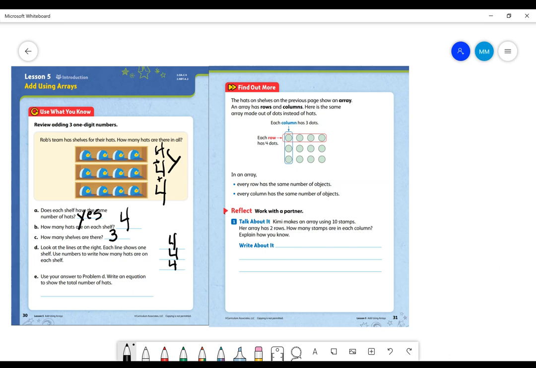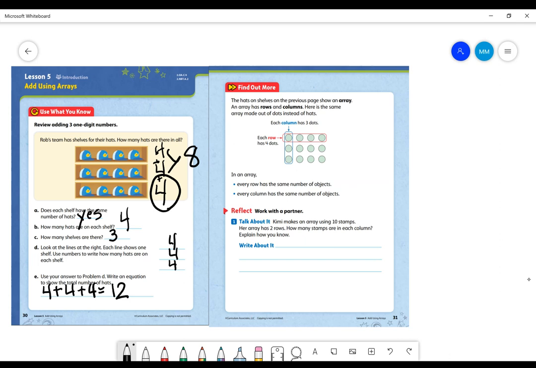So we would add our first 2 parts, 4 plus 4, that's a doubles fact, it makes 8. And then we can't forget our third friend, and so 8 plus 4 would make 12. So 3 groups of 4 gives us the whole of 12. Use your answer to problem D. Write an equation to show the total number of hats. So we would say 4 plus 4 plus 4. We have 3 parts that made the whole of 12. We added the first 2 together and we couldn't forget that third part. So remember when we are adding more than one part that we don't leave any out.